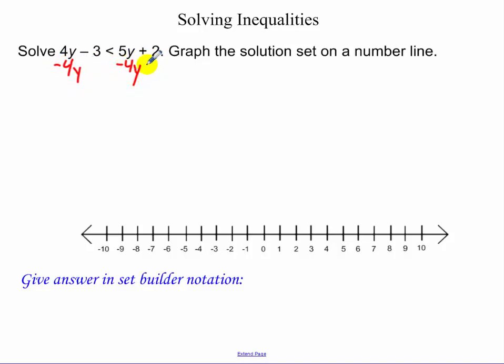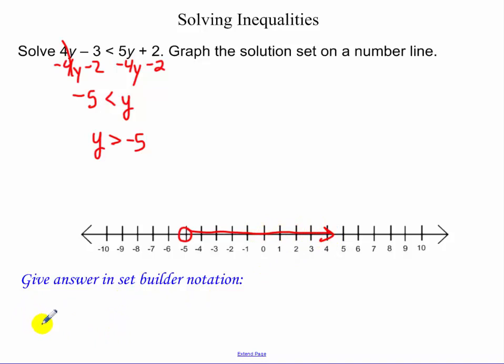and I'm going to subtract the 2 over, so that we end up with negative 5 less than y, or flipping it around, y is greater than negative 5. So graphing the solution on the number line, you go to the value negative 5. Since it's not inclusive, it's an open hole. And since y is greater than it, that arrow there tells me all of my possible solutions.